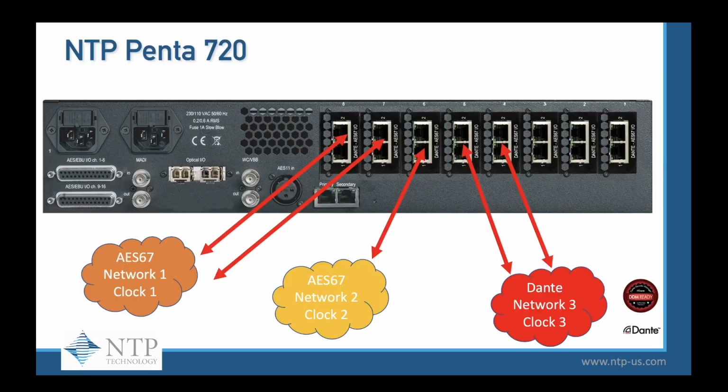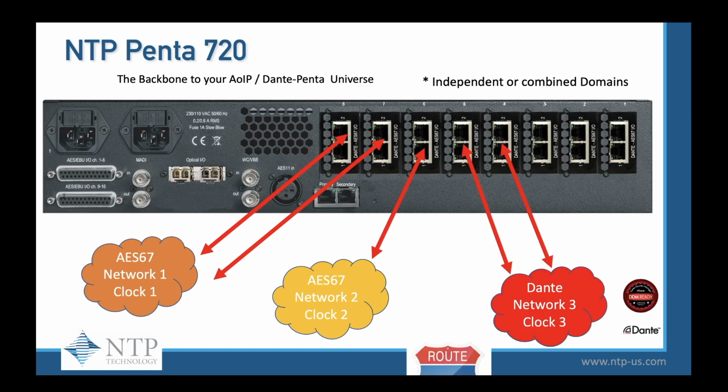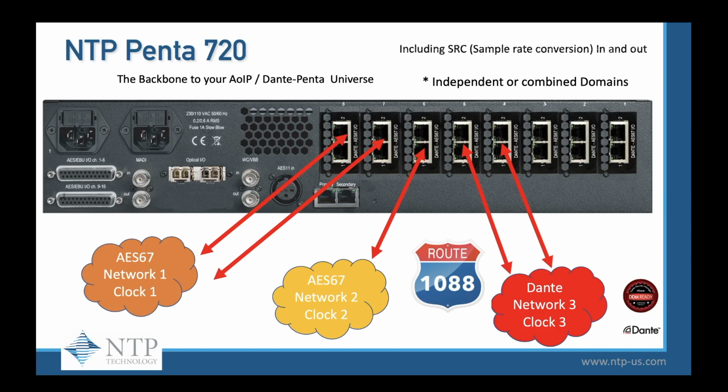What's the solution to this? The NTP Penta 720. In this example, I have independent or combined domains utilizing the 8 128 Dante cards, giving me a routing of 1,088 channels where I have different domains, different networks, and different clocks all connected into the hub of the Penta 720. This also has sample rate conversion, so when I need to take care of those different sample rates and clock sources, I can control this in DAD Man software.